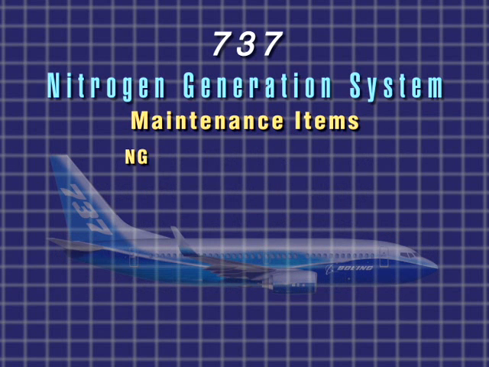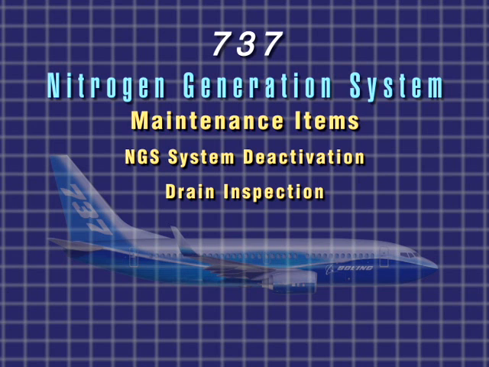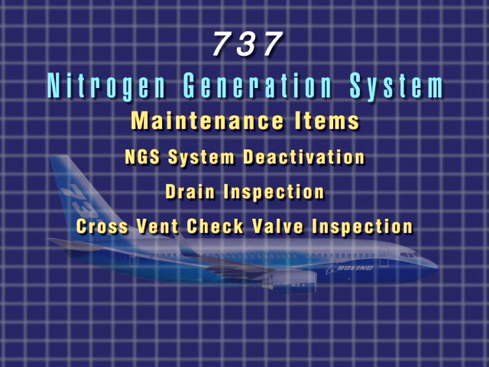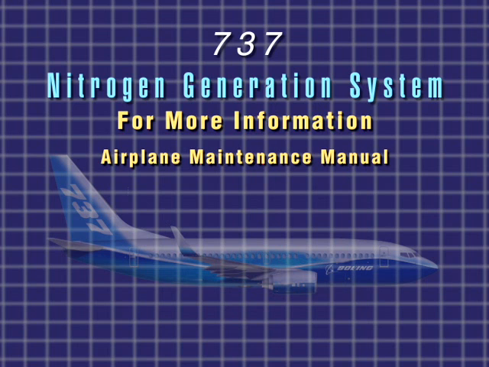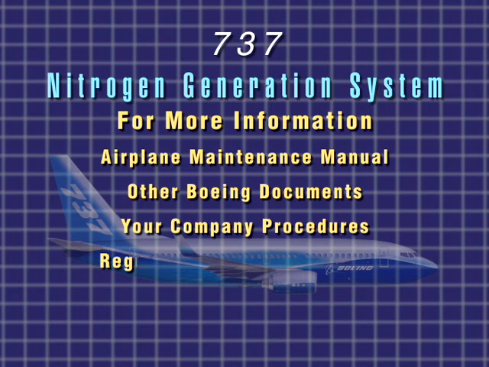Finally, we saw how to deactivate the NGS for dispatch or maintenance, how to check the NEA distribution system for fuel leaks, where to inspect the cross-vent check valve, and the basics of how to operate the BDU. One last reminder. Always remember to see the airplane maintenance manual, other Boeing documents, your own company's procedures, and any related regulatory agency documents for complete, updated information.